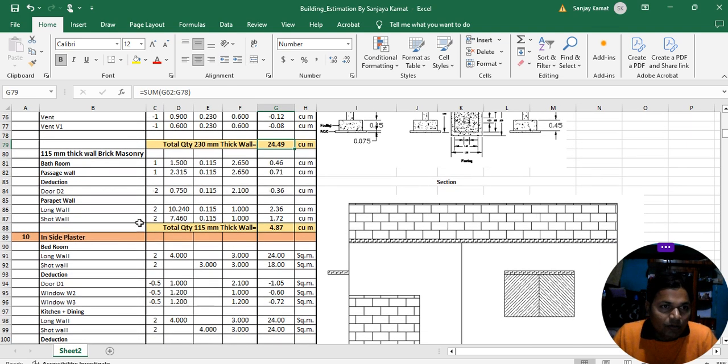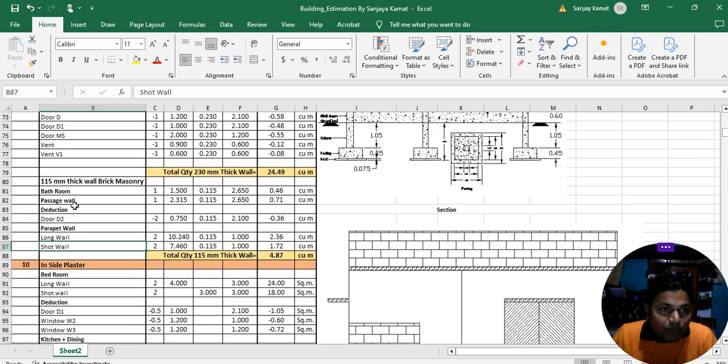Okay. Now, 115 thick wall brick masonry. Now we are going to do the estimation for the dimensions of 115 thick wall brick masonry. For this we use the bathroom, passage wall deduction, door D2, parameter wall, parapet wall, long wall and short wall. So we are going to deduct.